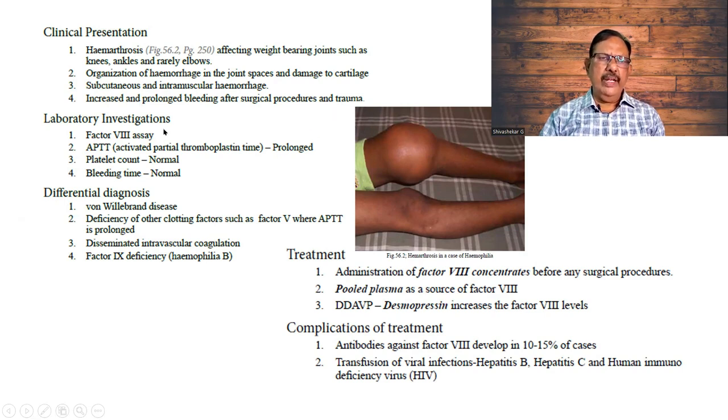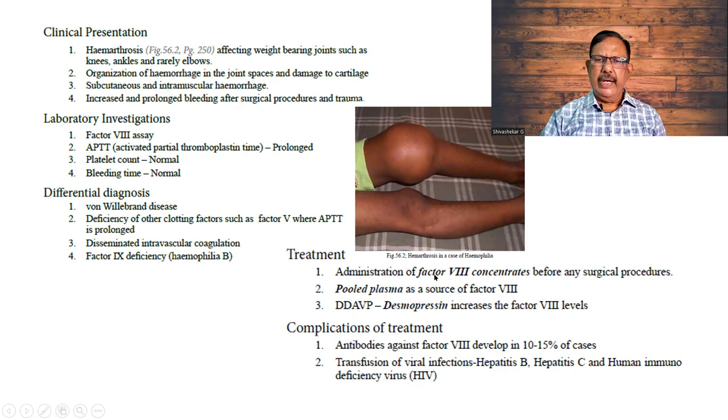The laboratory investigations will be factor VIII assay, APTT is prolonged, platelet count is normal, bleeding time is normal. The differential diagnosis will be the other bleeding disorders, von Willebrand's disease and any of the other factor deficiencies, DIC and Haemophilia B. The treatment will be you will have to give the plasma rich in factor VIII. Desmopressin increases the levels of factor VIII.